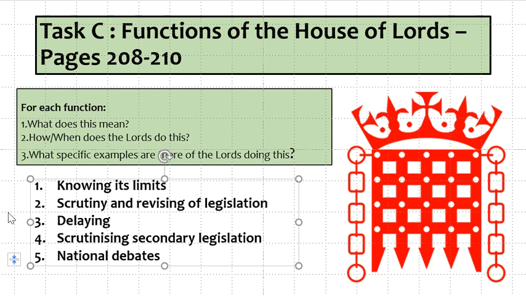Scrutiny and revising of legislation. Many members of the House of Lords are lawyers themselves and will look over the legislation in as much detail, if not more so, than the House of Commons. They have a lot of time on their hands. Bear in mind, some of them are, as we mentioned last lesson, crossbenchers. They don't have a particular political affiliation, so they will look at it potentially in a neutral manner, you may want to argue. And they may do that not only with primary legislation being passed, but secondary legislation.